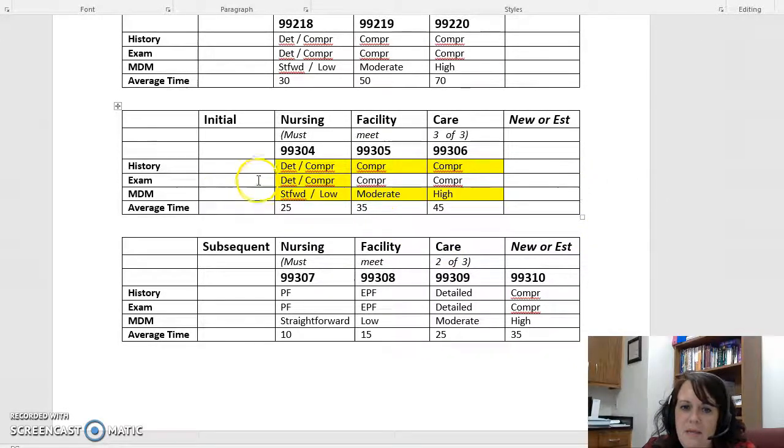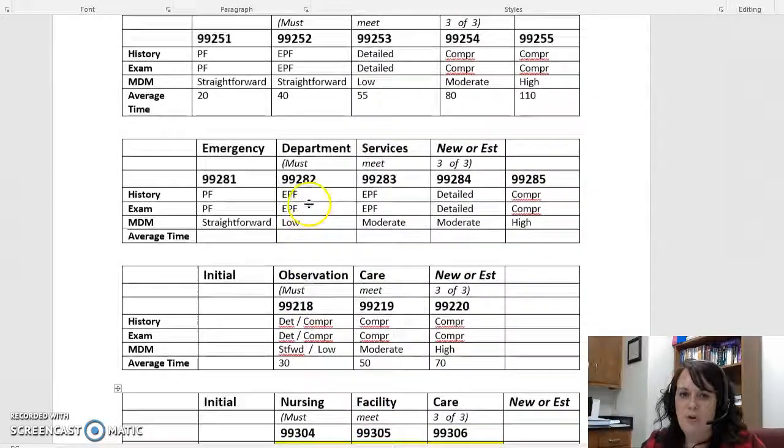What if we did comprehensive history, comprehensive medical decision making, but my exam was detailed? If I need to meet 3 of 3, I have to pick the lowest code. I hope that shading makes sense to you. I think that this will really help you more than the code book, but it really is all the same information from your code book.